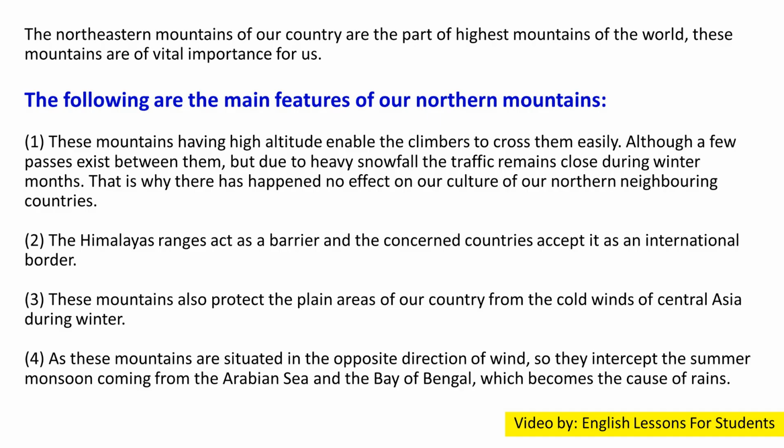Number 3, these mountains also protect the plain areas of our country from the cold winds of Central Asia during winter. Number 4, as these mountains are situated in the opposite direction of wind, they intercept the summer monsoon coming from the Arabian Sea and the Bay of Bengal, which becomes the cause of rains.